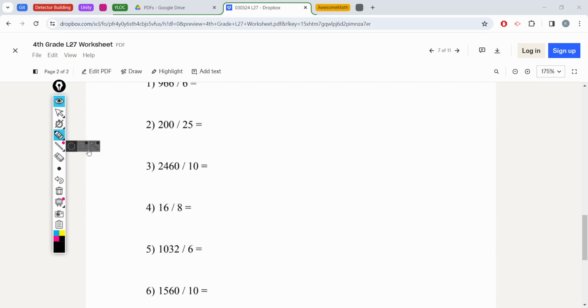This next problem, you don't actually need long division. It's very easy. If you're dividing by 10 and the number you're dividing ends with 0, you can just remove the 0 and that's your answer. But if you actually want to do it long division, I can also do that.